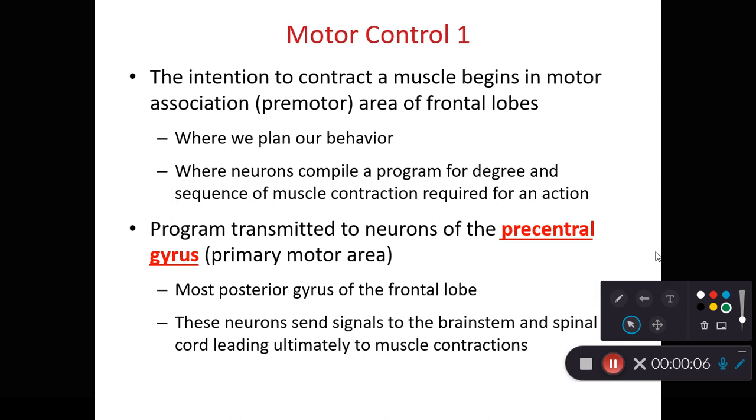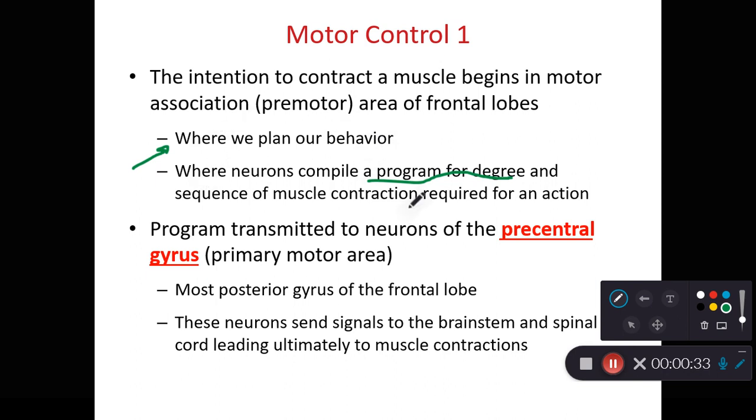Hi class, in this recording we're going to focus on motor control and how the cerebrum allows us to control our bodies. The intention to contract a muscle is going to start in the primary motor area, or excuse me, the premotor area of the frontal lobes. So this is where we're going to plan our behavior, and then we have a predetermined checklist, our program that we're going to put together within our brains. This is going to determine the sequence of muscle contractions.